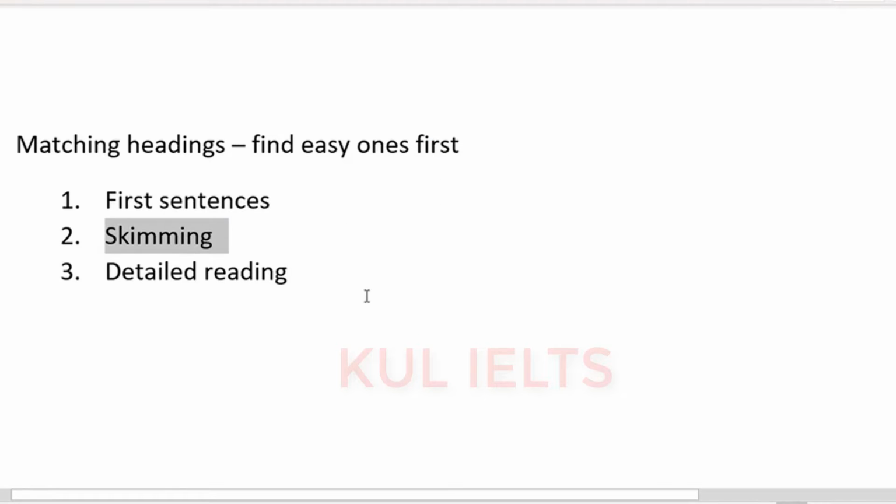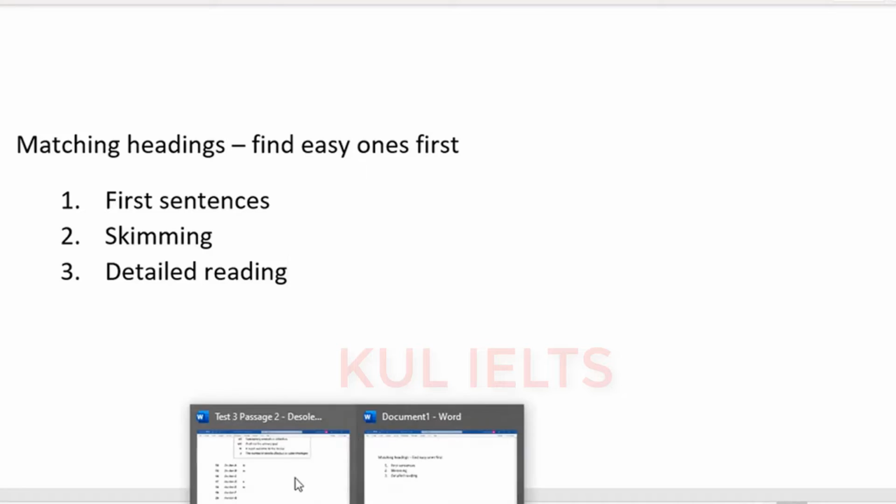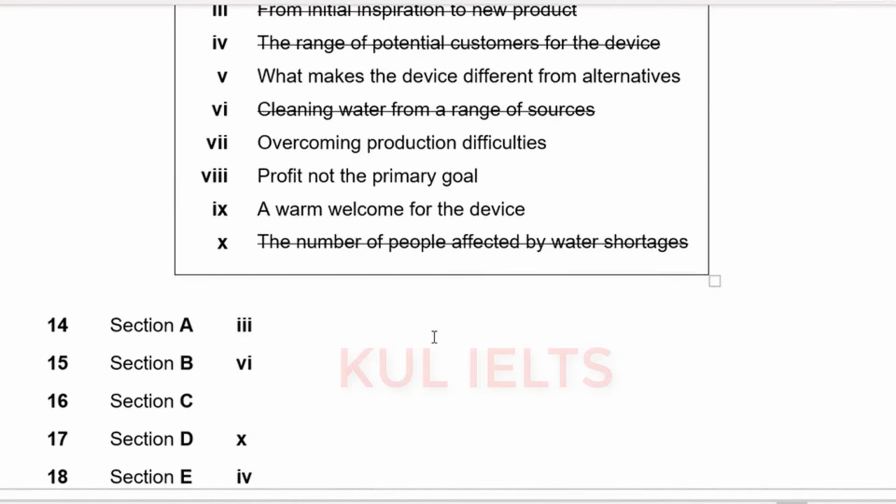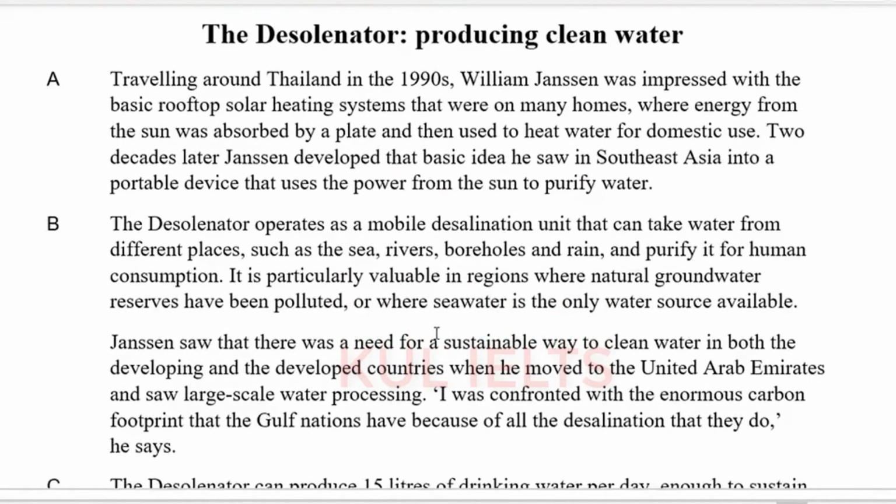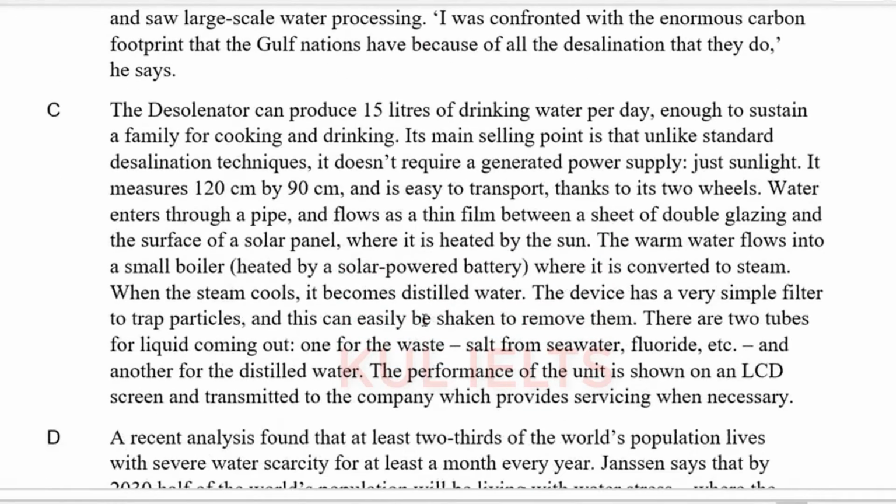All right, so now we're going to go into the last 3 paragraphs and do some skimming. Where are we? C. Let's look at C. So this is a big long paragraph. It produces 15 liters of water a day. Its main selling point is that, unlike standard desalination techniques, it doesn't require generated power, just sunlight. It measures, there's some done, how big it is. It's easy to transport. It has wheels, a pipe, and now we go into how it works.